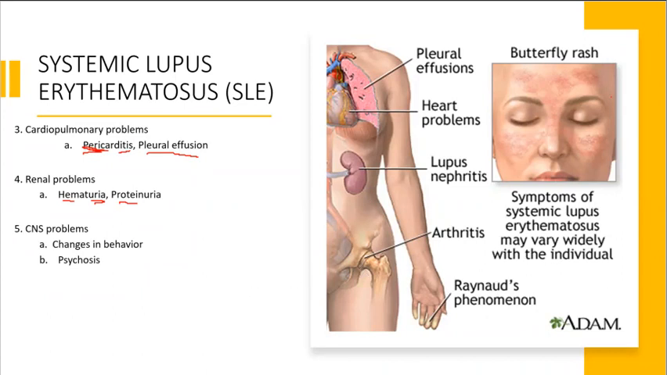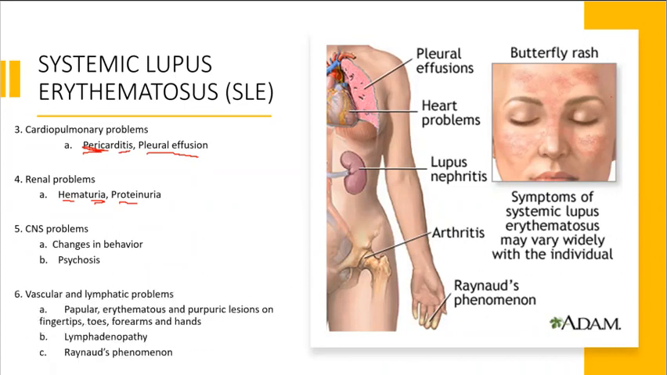We can also see vascular and lymphatic problems. So we could see papular erythematosus and purpuric lesions on the fingertips, on the toes, their forearms, and their hands. We can also see lymphadenopathy. So this would be abnormal. The lymph nodes become abnormal in size or in their consistency or in their numbers. So that would be lymphadenopathy.